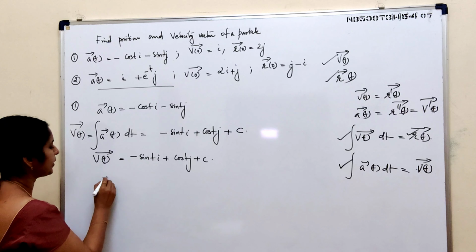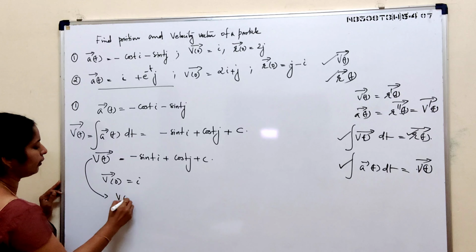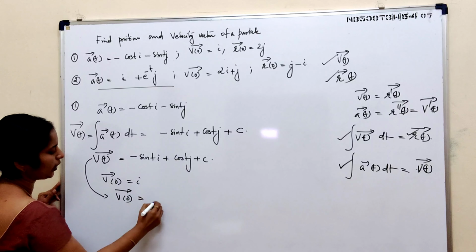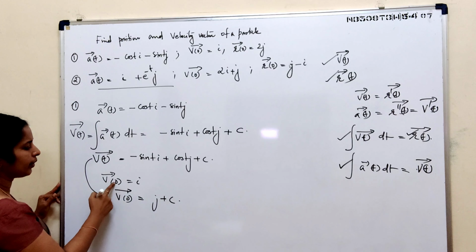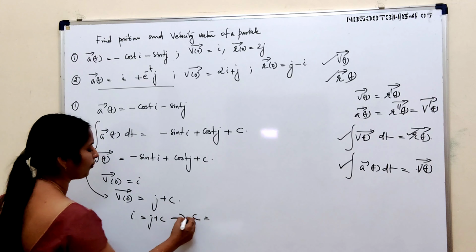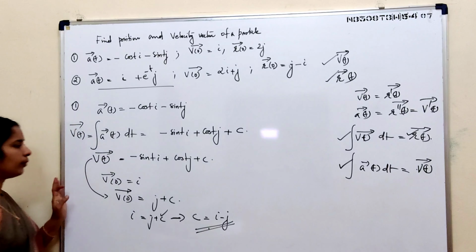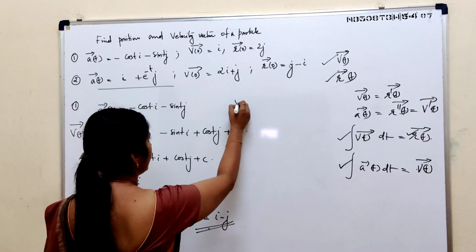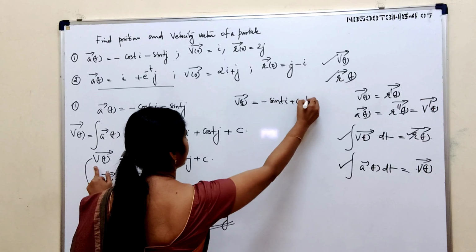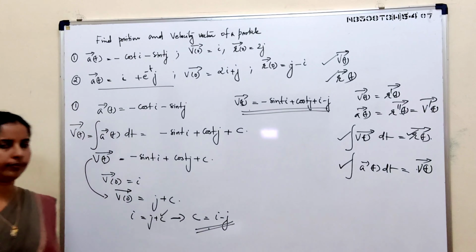We can find the constant c by applying the given conditions. Here, v(0) is given as i. So, what is v(0)? You put t equal to 0. When t equals 0, sin 0 is 0 and cos 0 is 1. So, j plus c. Since v(0) is given as i, we have i equal to j plus c, which implies c is i minus j. So, what is velocity? Velocity v(t) is minus sin t i plus cos t j plus i minus j. See, this is the velocity.